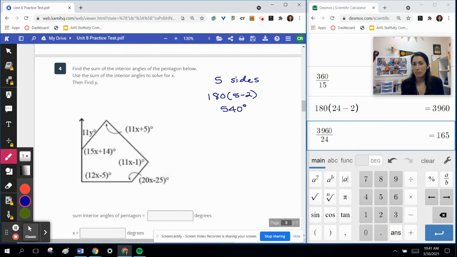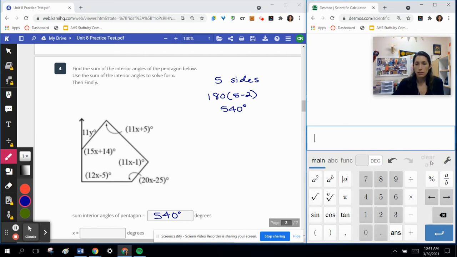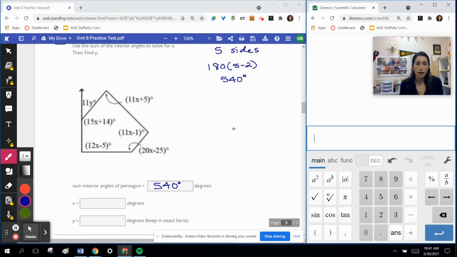Or you can have it kind of memorized. We know a triangle is 180. A quadrilateral has 360. Pentagon's 540. So we know the total number of degrees here is going to be 540. And then we're going to go ahead and solve for x. In order to solve for x, we want to combine all of our like terms.